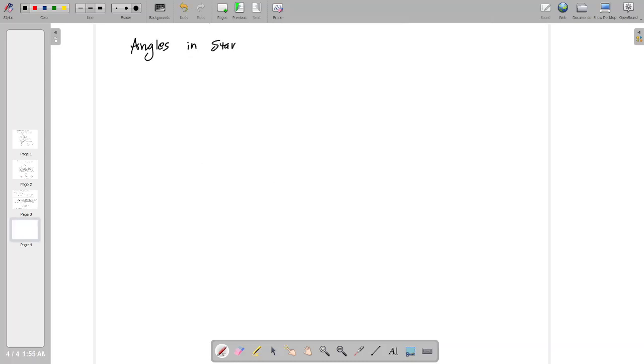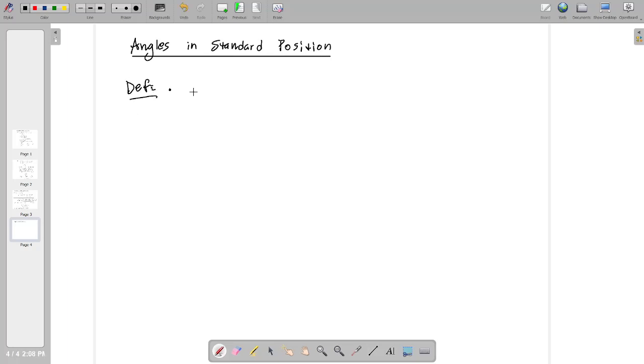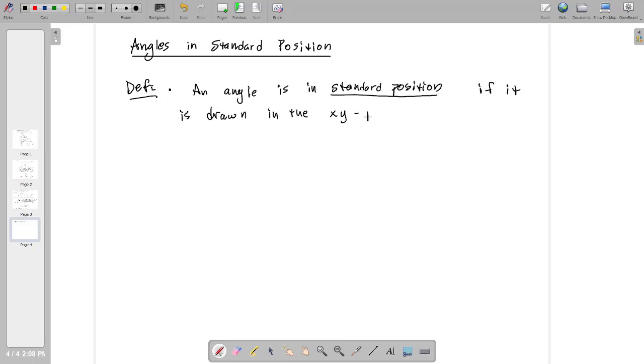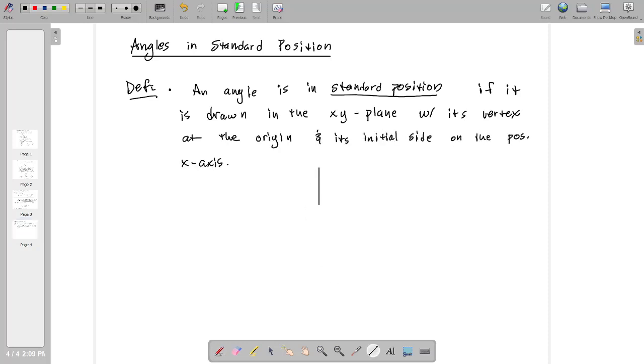Next topic I want to talk about is angles in standard position. Start with the definition of what standard position is. An angle is in standard position if it is drawn in the xy plane with its vertex at the origin and its initial side on the positive x-axis. So what that looks like is this.